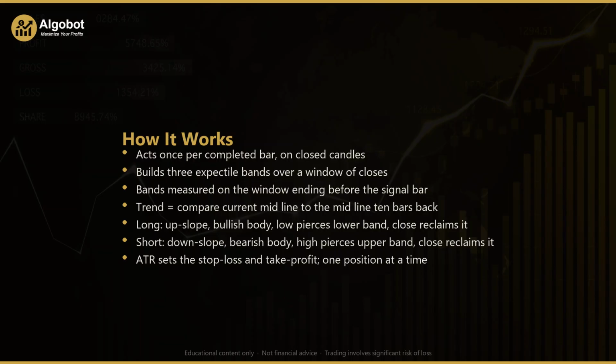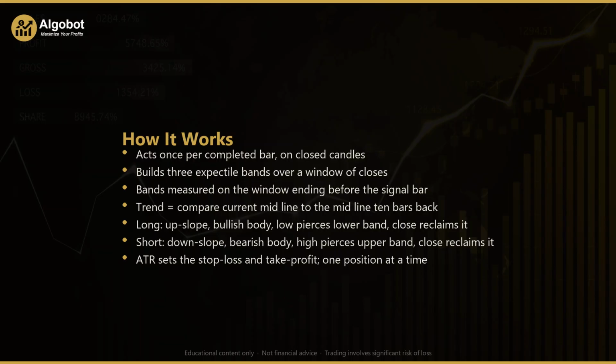Next, the strategy measures trend. It takes that same window, shifts it back by the slope look-back, 10 bars by default, and computes the midline for that earlier window. If the current midline is above the earlier one, the trend is up. If it's below, the trend is down.